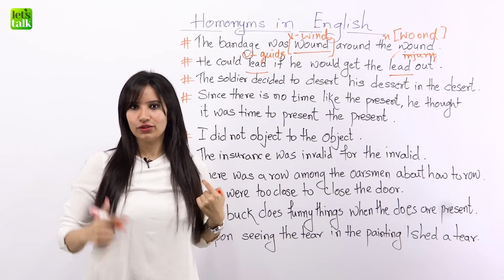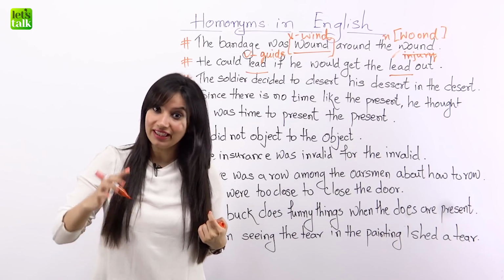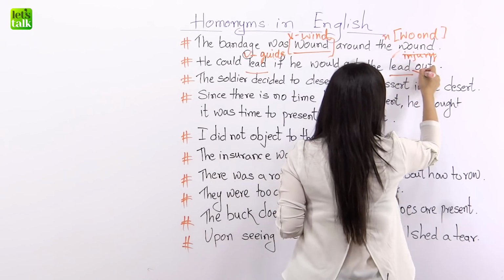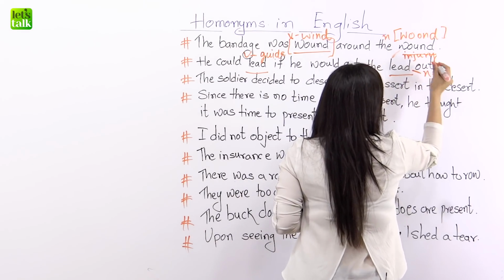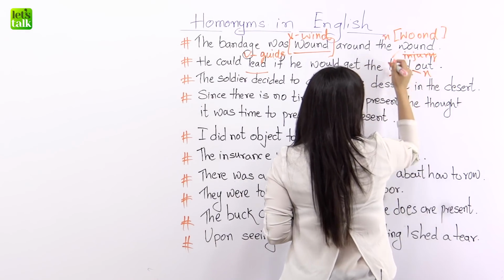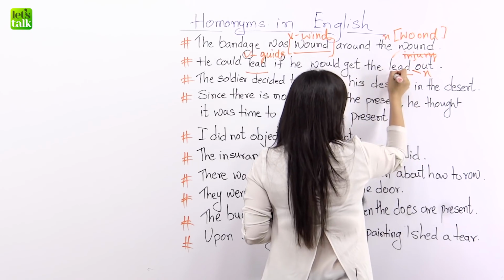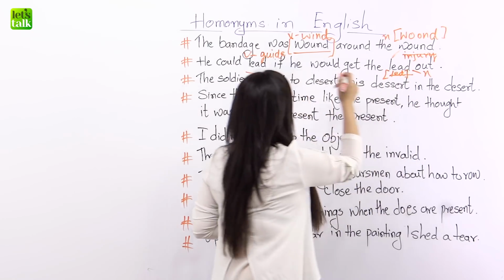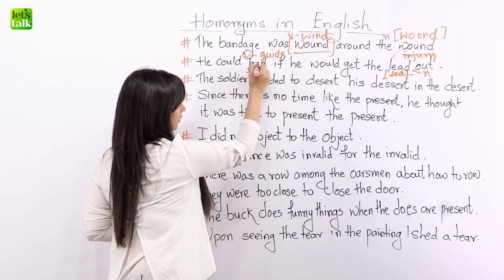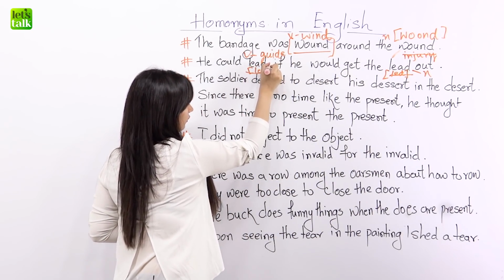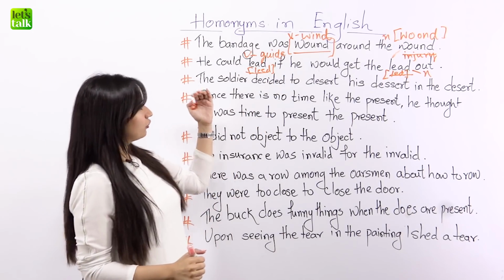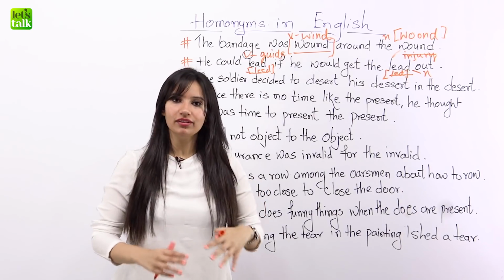But what is lead? Lead is a heavy metal. It's actually the heaviest metal. And it is a noun. And we pronounce this word as L-E-D. And this one as L-E-E-D. So this is pronounced as lead. He could lead if he would get the lead out.